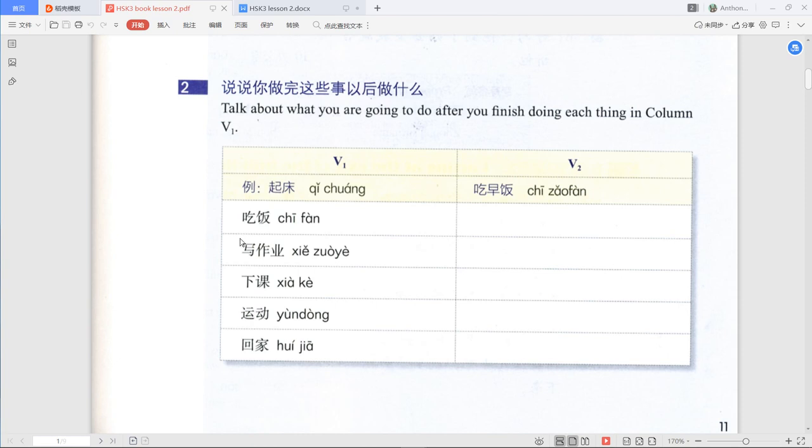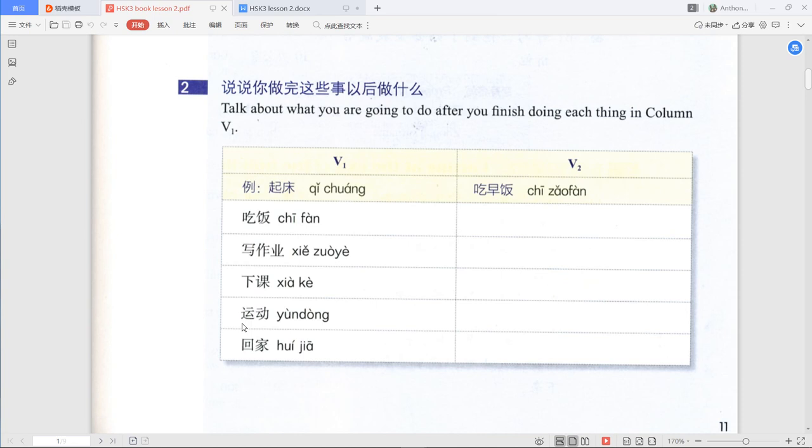Many things we can say after having a meal, what do you do? So personally, I would say 看书, read a book, after the meal. 写作业, this is in lesson 1, we talked about 写, to write, 作业, homework, so do homework. Personally, I would prefer to say 做作业, do homework. After doing homework, you can say 看电视, watch TV. 下课, what do you do? 下课 means after lesson, so what do you do after lesson? I can say 打篮球, play basketball.